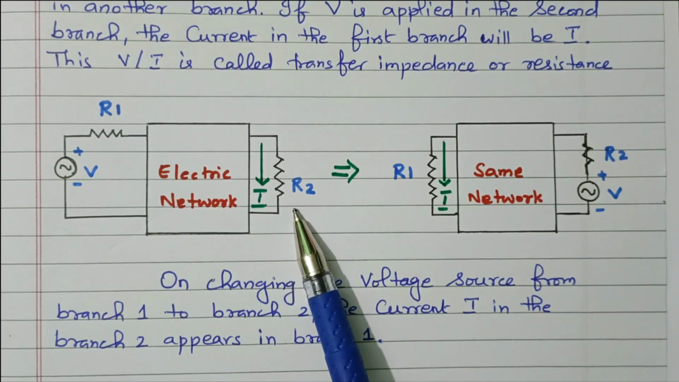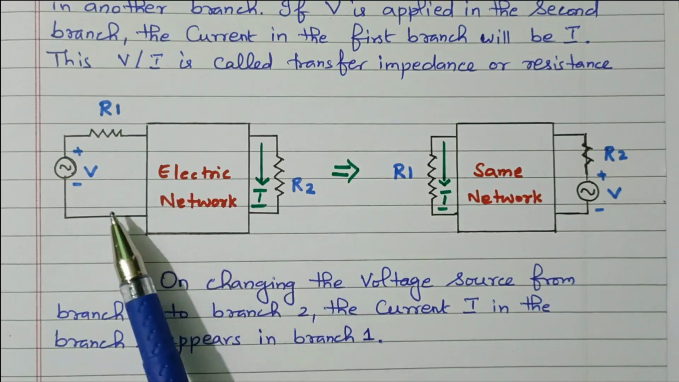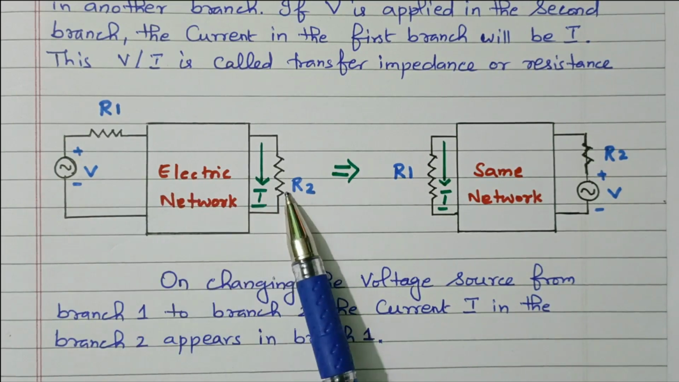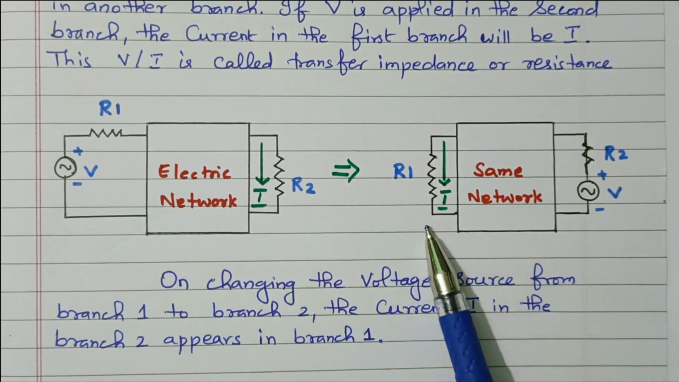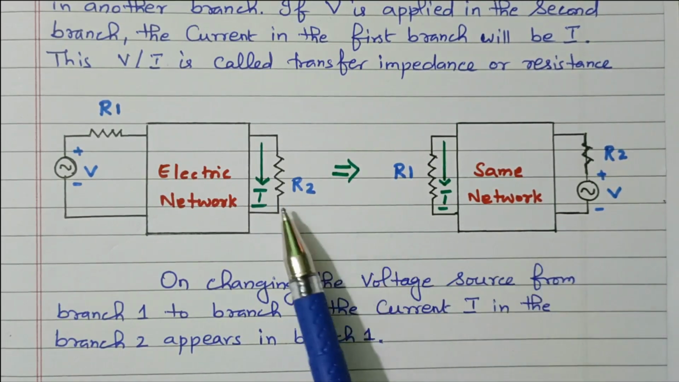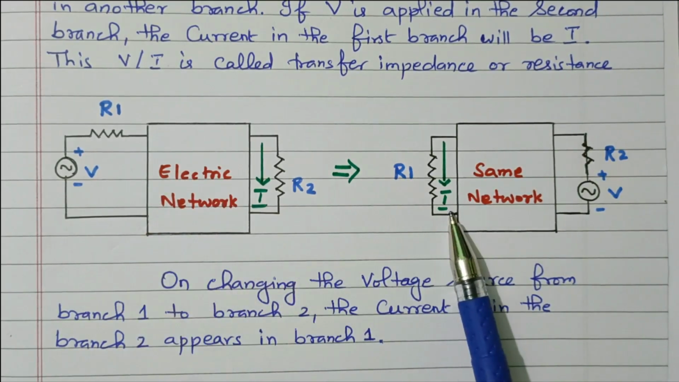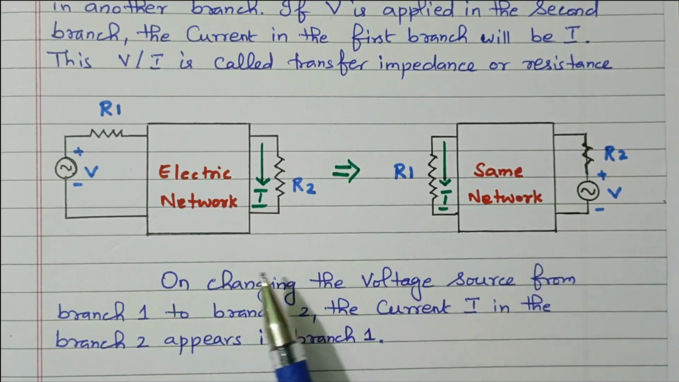The statement of the reciprocity theorem is, if you transfer this voltage source from the source end to the load end, that is, from this side to that side, the current in this side is reflected in the first branch. Right? That is the statement given in the reciprocity theorem.